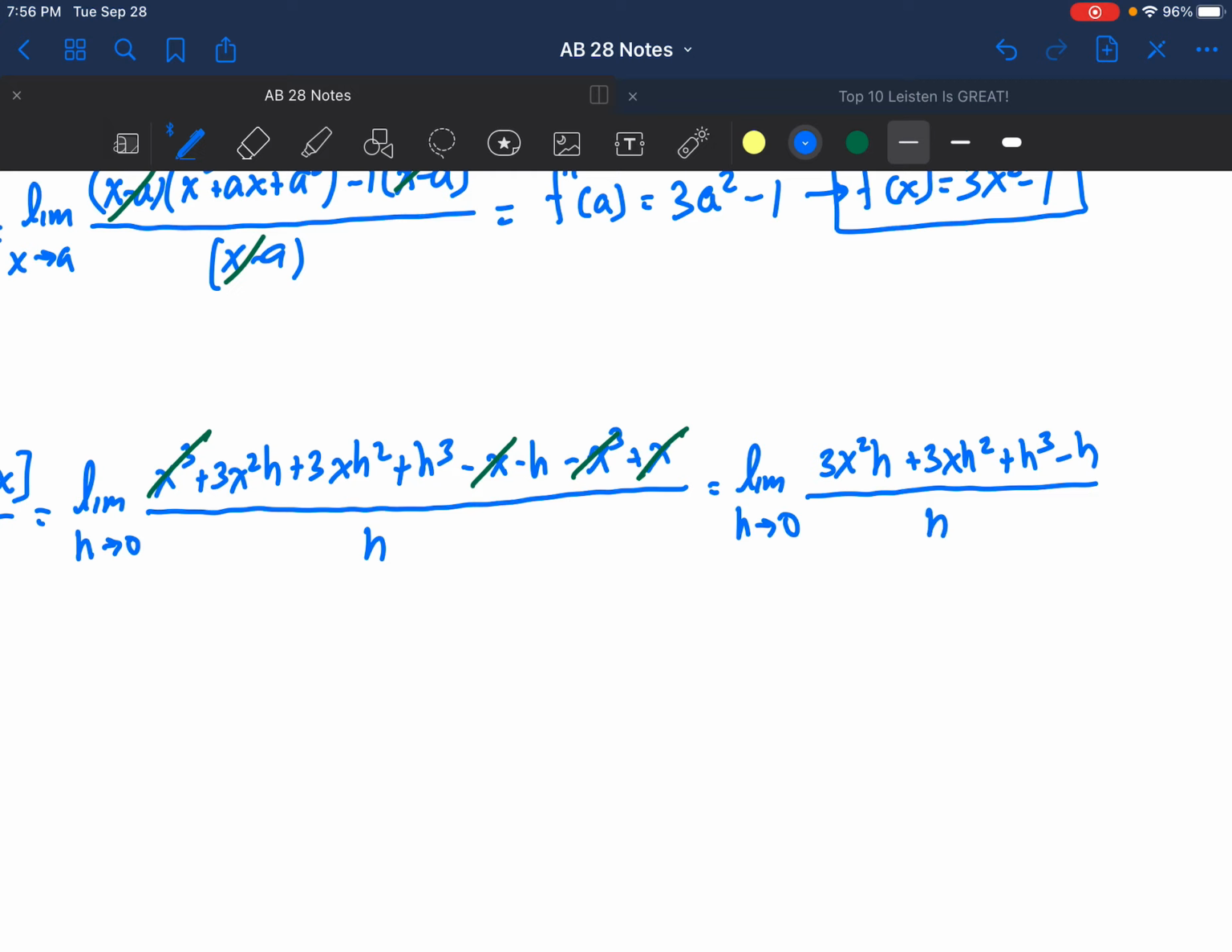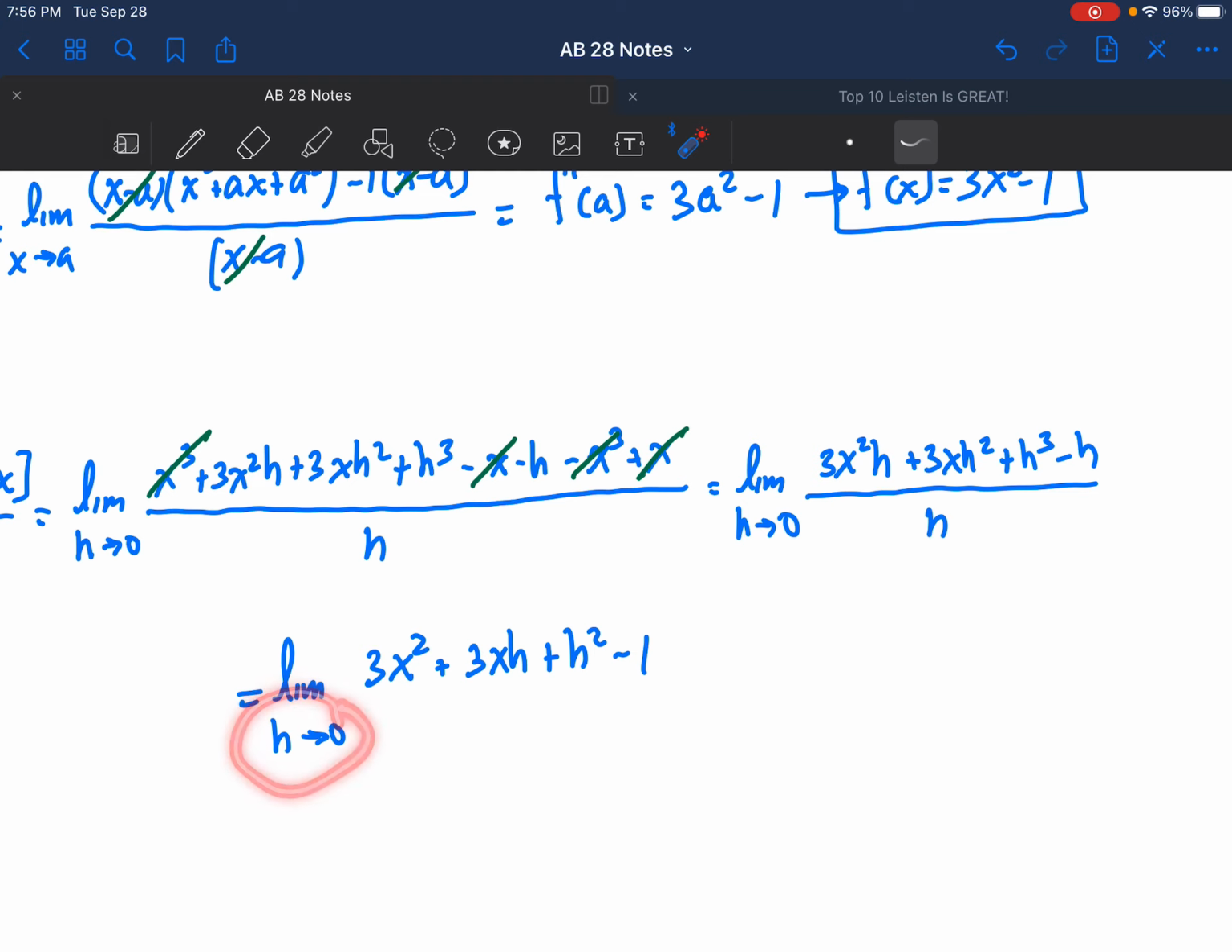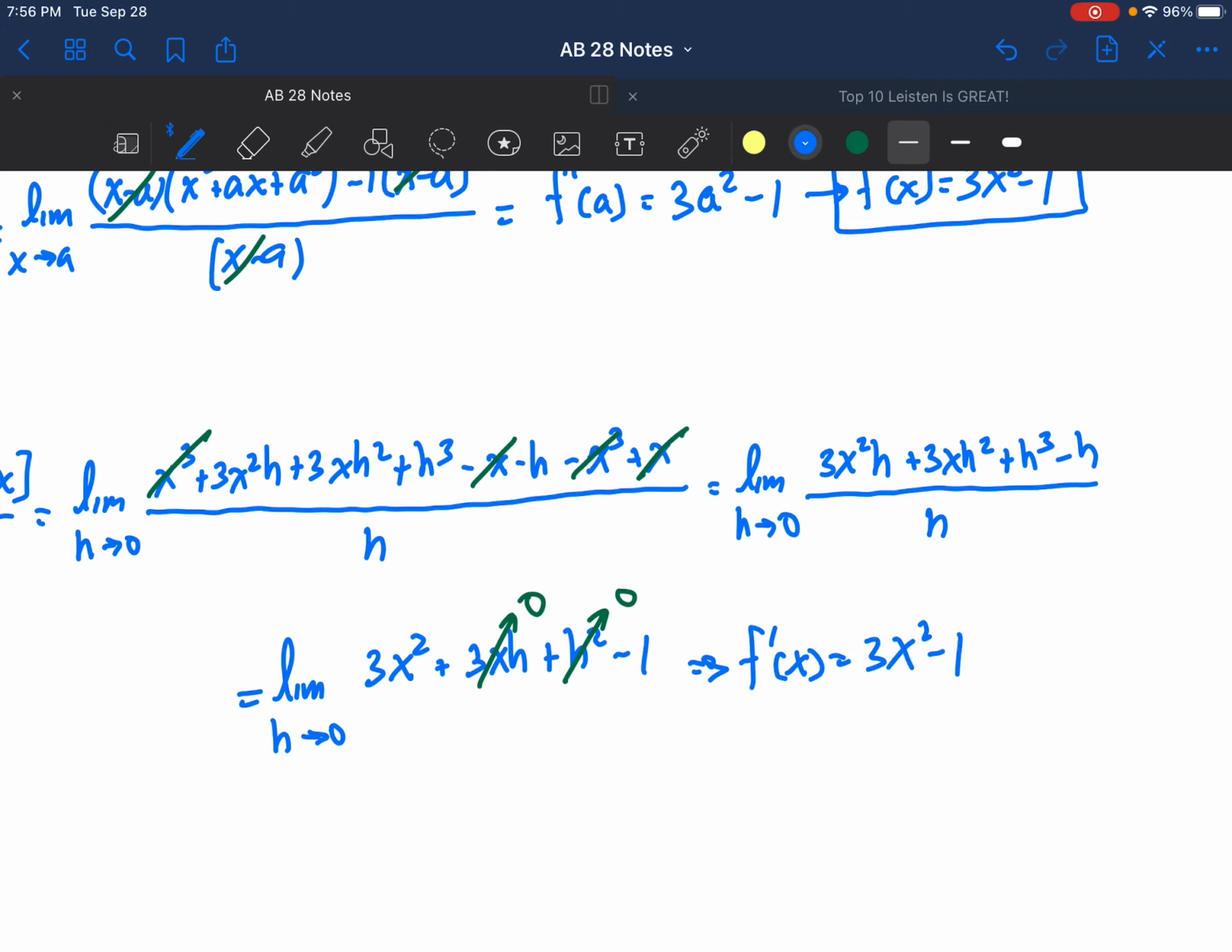And since now everything has an h factor, I'm going to cancel that h, giving us limit h approaches 0 of 3x squared plus 3xh plus h squared minus 1. And now applying our limit as h approaches 0, 3xh goes to 0, h squared goes to 0, and we have f prime of x is 3x squared subtract 1. We better get the same thing, but it's the approach.